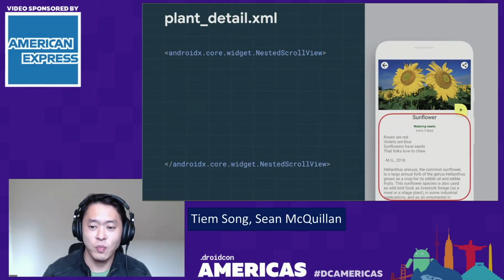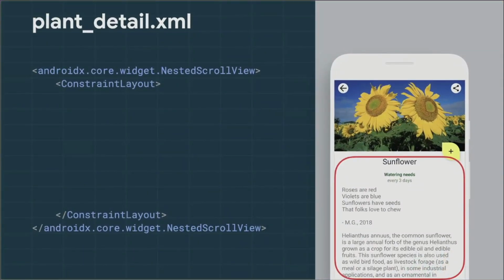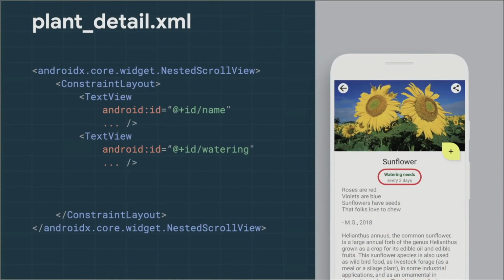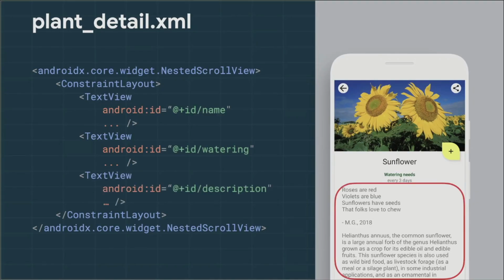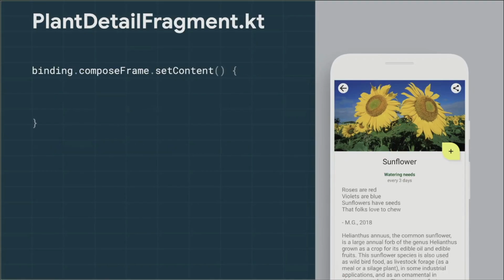So currently, this bottom section of the plant detail page is represented by a NestedScrollView. It also contains a ConstraintLayout with a few TextViews: the name of the plant, the text that shows how often it needs to be watered, and the description of the plant itself. So in order to migrate to Compose, we'll need to replace the ConstraintLayout with a ComposeView that will contain all the Compose code. The ComposeView allows us to incorporate Compose UI content in an existing view layout, and it can be added to the XML layout like any other view. Okay, let's go back to the fragment now.